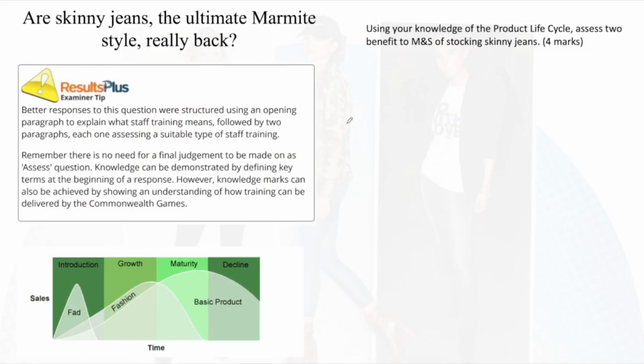Before we look at the 8 marker, first of all, let's look at the examiner report. Better responses to this question were structured using an opening paragraph to explain what staff training means. Obviously, it's a different question. Followed by 2 paragraphs, each one assessing a suitable type of staff training. So assessing will be pros and cons, obviously. We know we need P, answer the question, however, and then repeat.